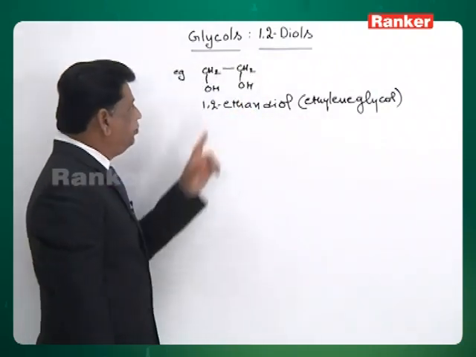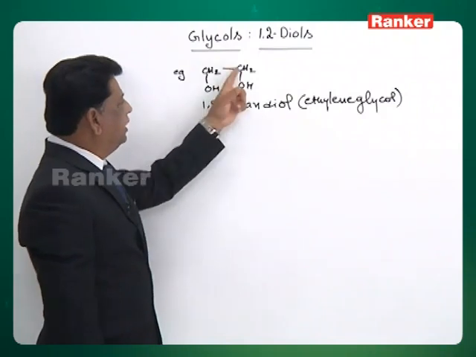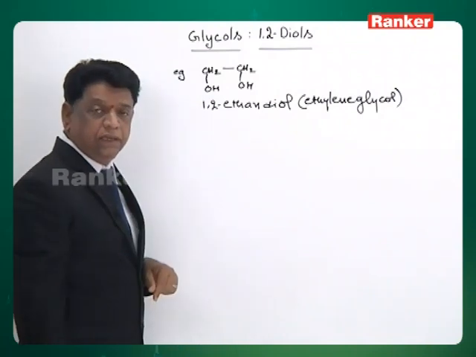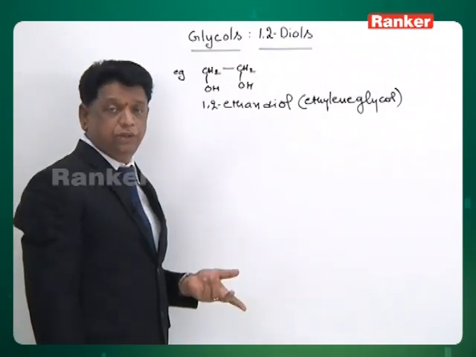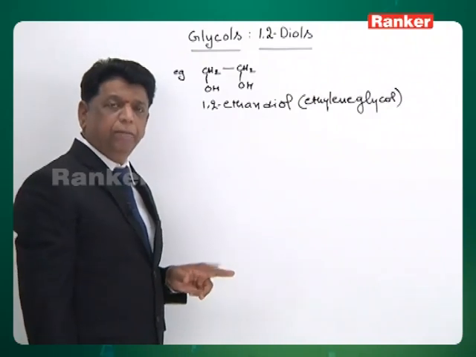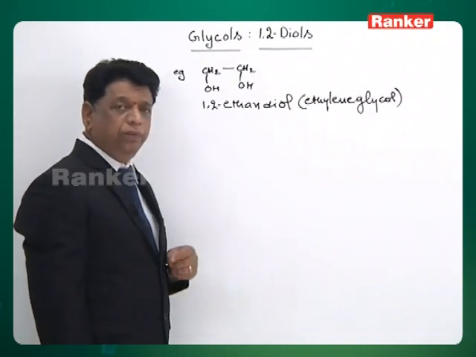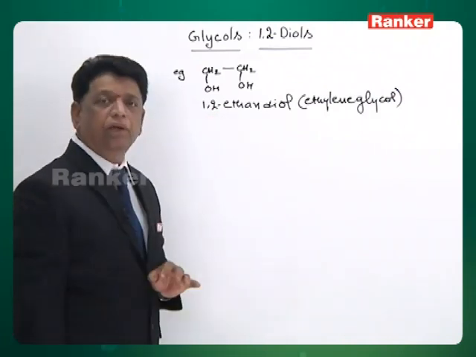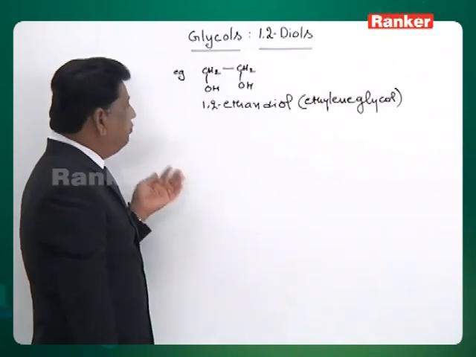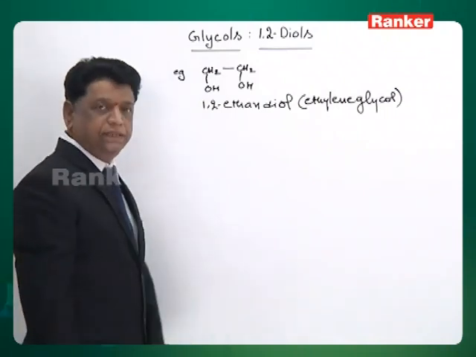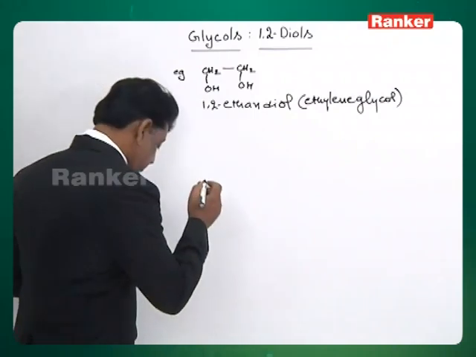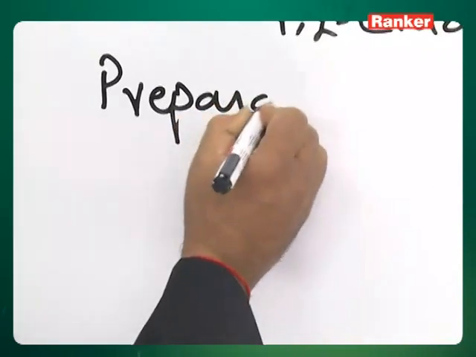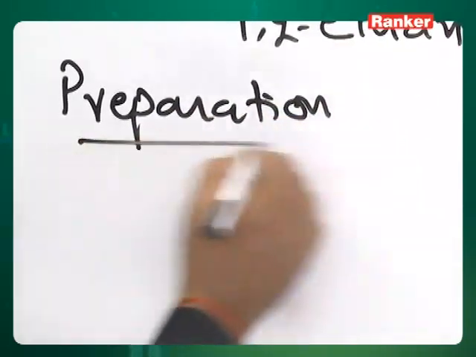However, systematically, 2 carbons, ethane single bond, 2 OHs so diol, and we must mention the position, because the 2 OHs can be 1,1 also, which is unstable, leave it. But whether it is 1,1 or 1,2 should be very clear. Therefore, this 1,2 is a must. 1,2-ethane diol is commonly known as ethylene glycol. With reference to this compound, we will see some preparations and the properties. So let us see how this compound is prepared, or the general preparations of these diols.